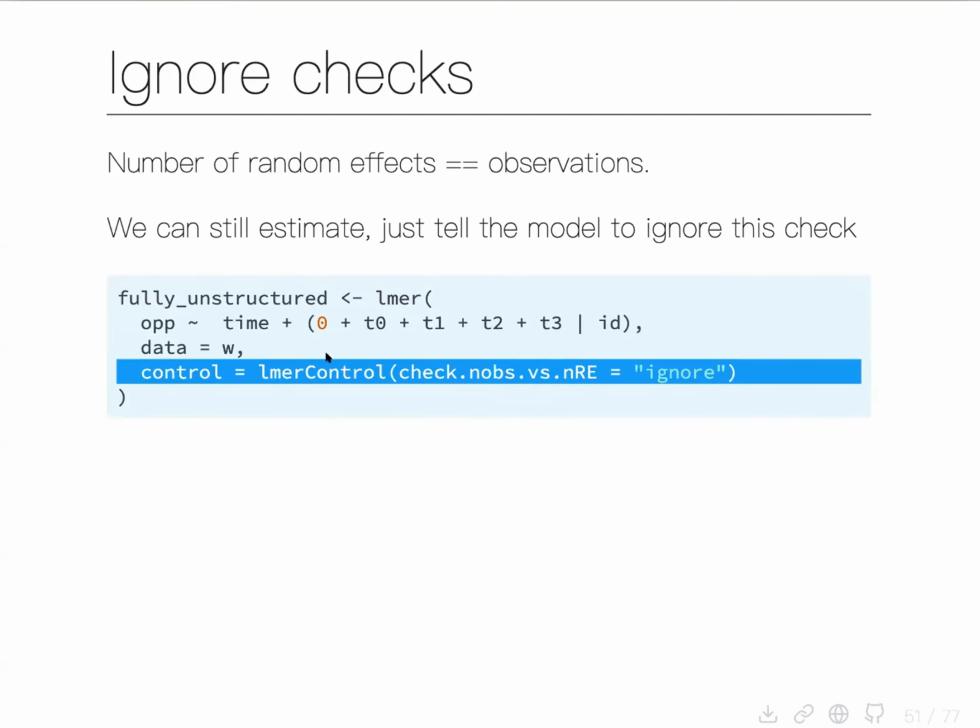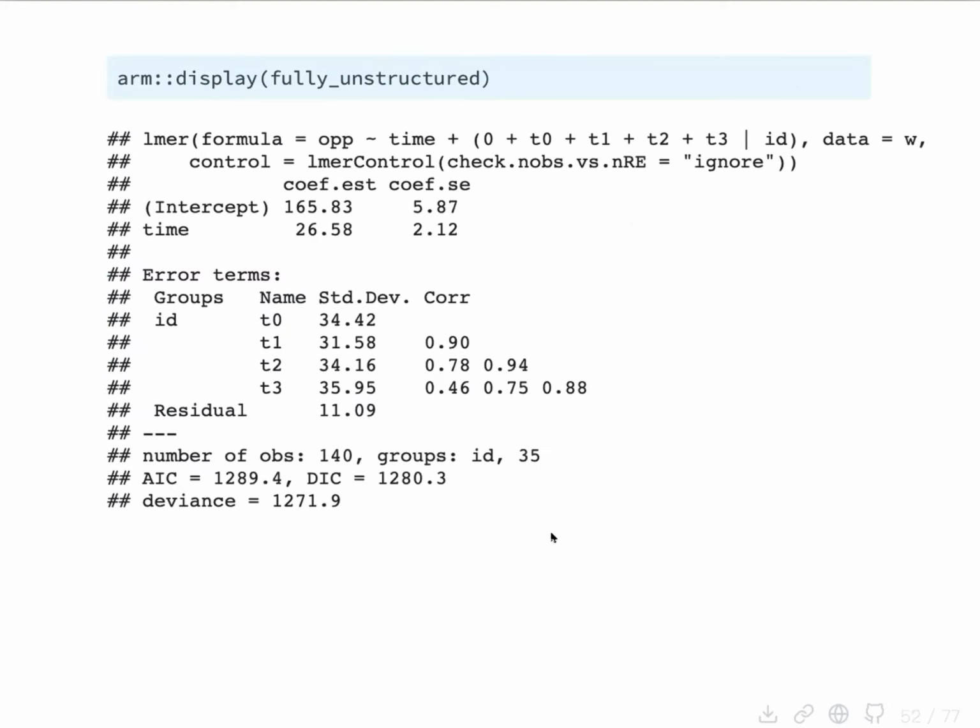So you can just tell lme4 not to do that check. You say lmerControl, check.nobs.vs.nRE equals ignore. This is one of those things I can never remember what the code is, and I don't do it very often. So just look at the help documentation and you should be able to figure it out, or come back to these slides, which is probably what I'll do in the future.